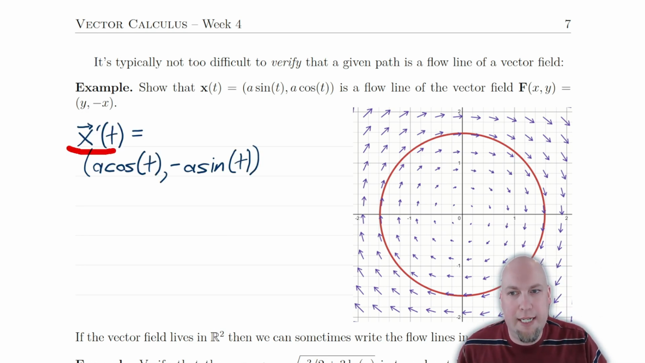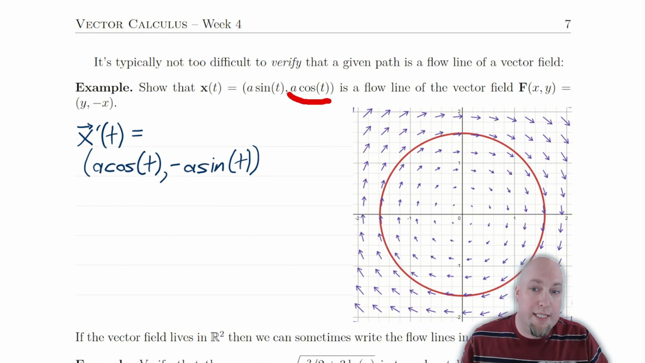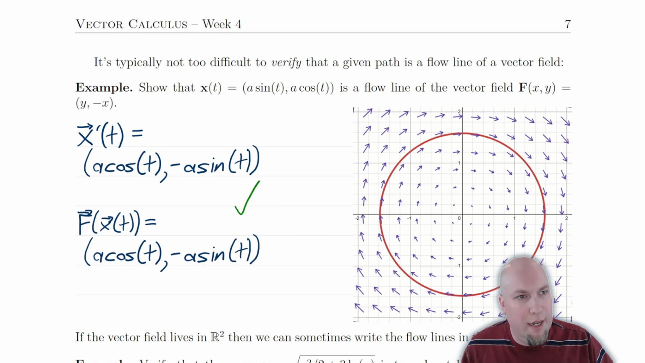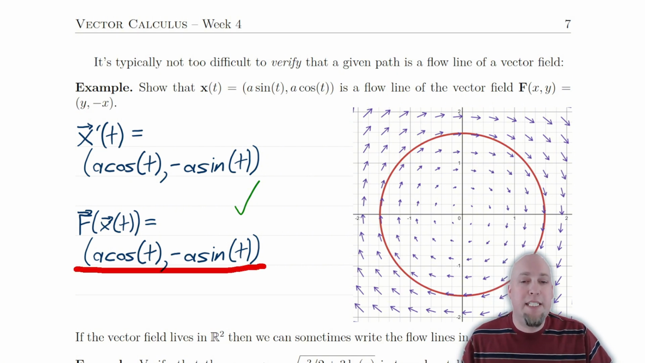Compute the velocity vector x prime, so just take the derivative of each entry. The derivative of a sine t is a cos t, the derivative of a cos t is negative a sine t. Now the right-hand side in the definition of a flow line was the vector field applied to x of t. So for this, you go to your vector field y, negative x, and plug in a sine t for your x coordinate and a cos t for your y coordinate. Replace the y's with a cos t, replace the x's with a sine t, and you get a cos t, negative a sine t.